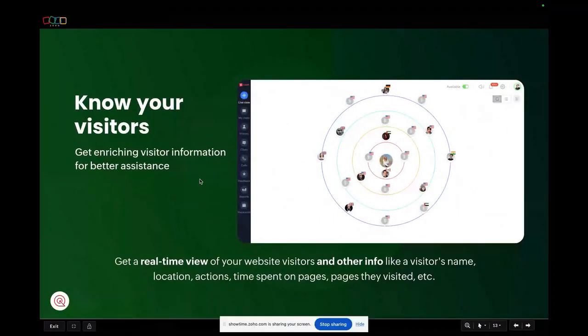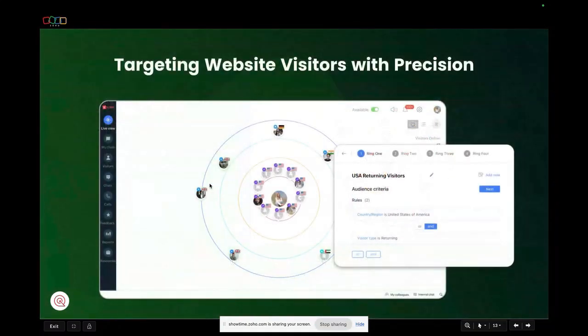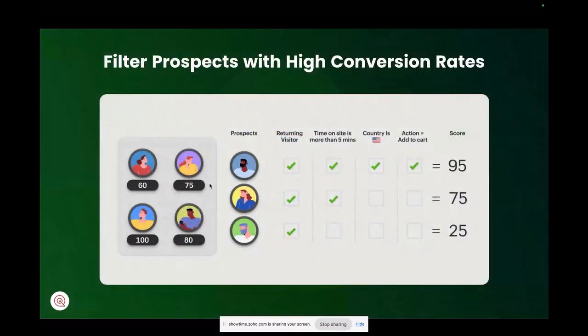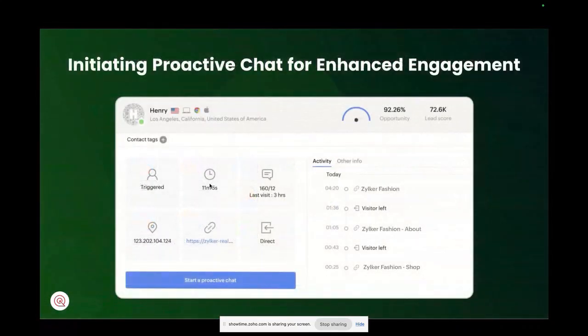Let me just go back here. So, let me just give you a quick recap. We saw the live view, and after that, we talked about customizing your live view with the visitors that you want to see on the live view alone. So, not all your visitors, but those visitors that you want to see. And then we talked about lead score, which helps you filter prospects, those who have better conversion rates. So, who are your better prospects? You can score them with lead score. And then we initiated a proactive chat for enhanced engagement.